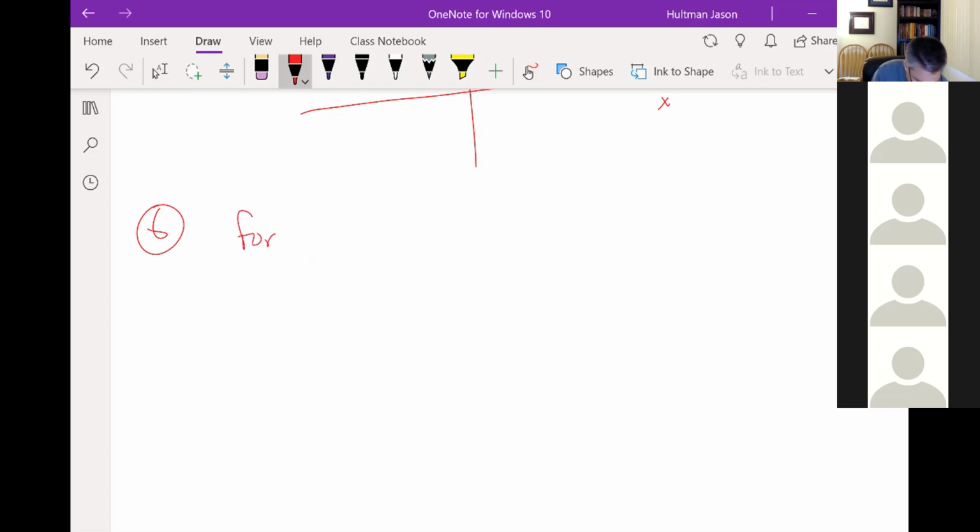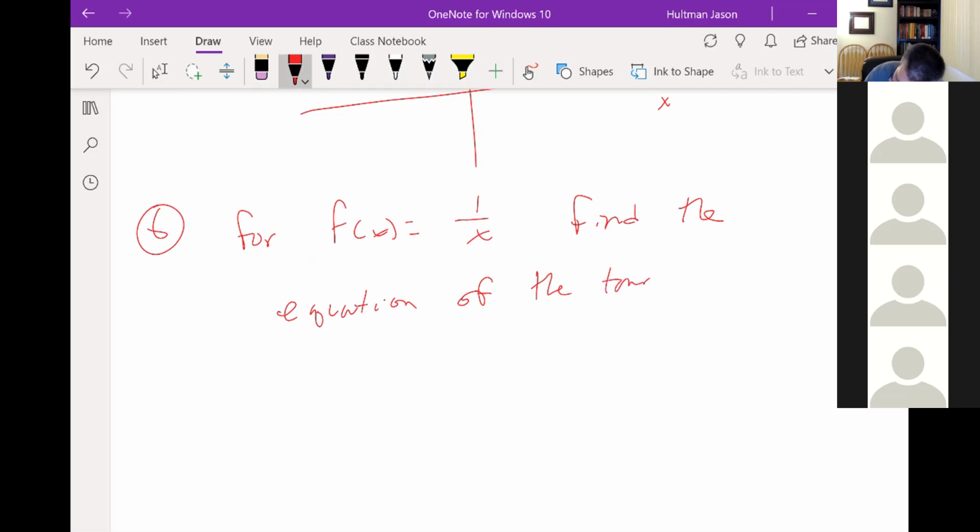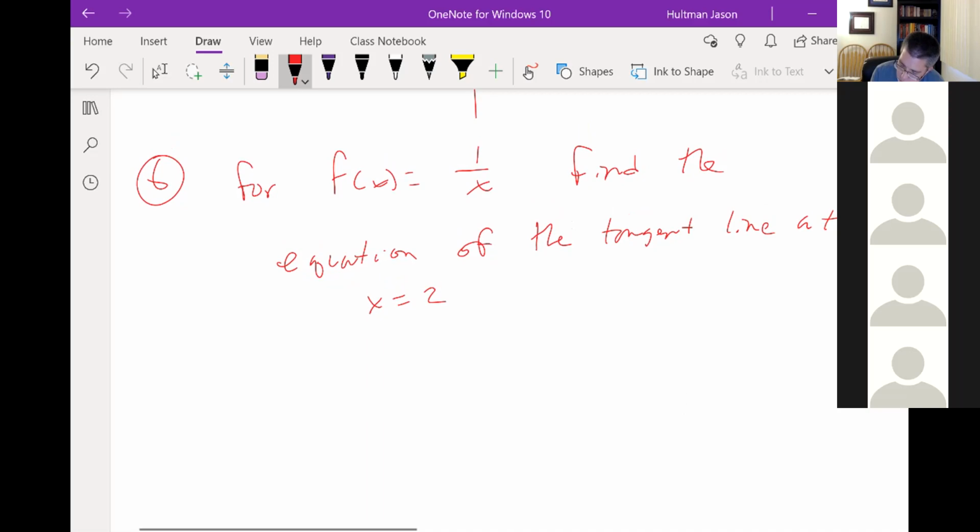For f of x equals 1 over x, find the equation of the tangent line at x equals 2. So what do we need to find the equation of the tangent line? We need a point and we need the slope. So how are we going to find the slope? Well, we're going to find the slope by getting the derivative.